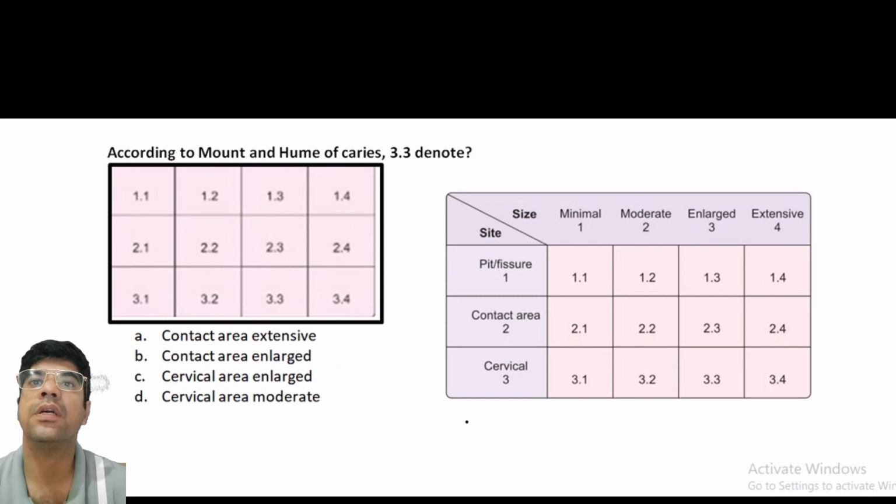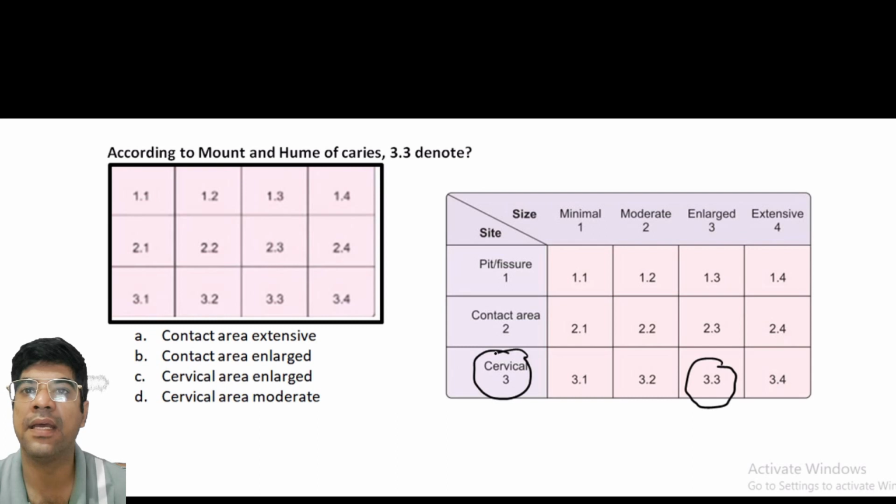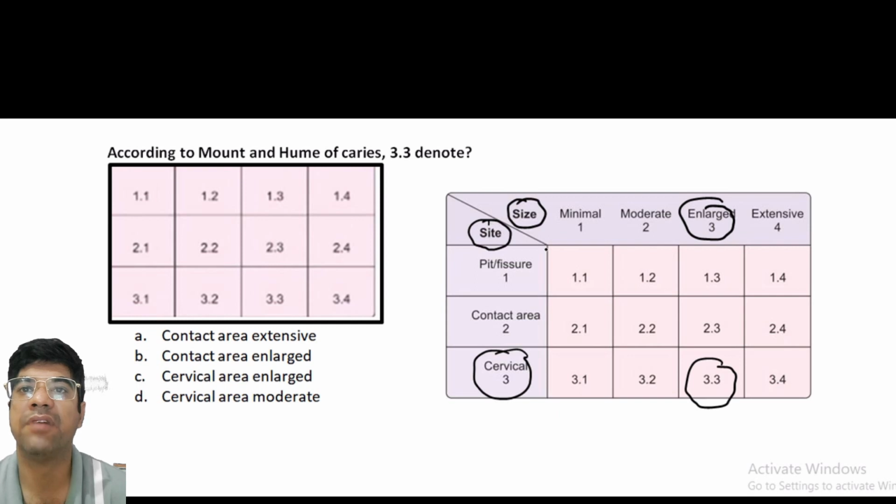The next question, according to the Mount and Hobson classification, 3.3 would indicate, so this is 3.3, and it indicates the cervical area that is enlarged. So this one is the size and this one is the site.